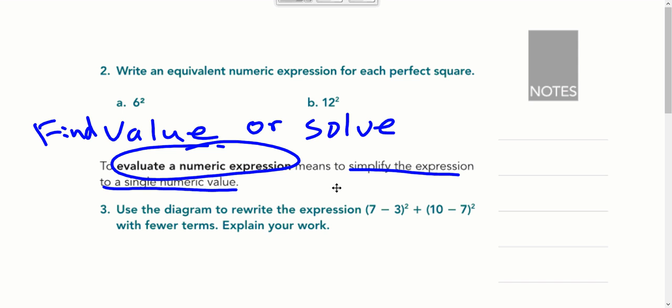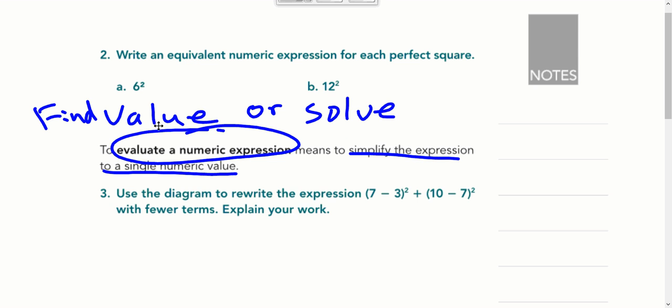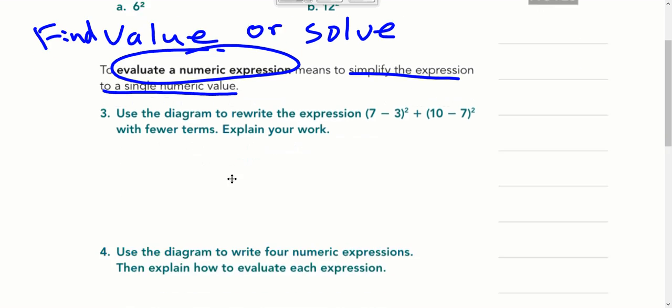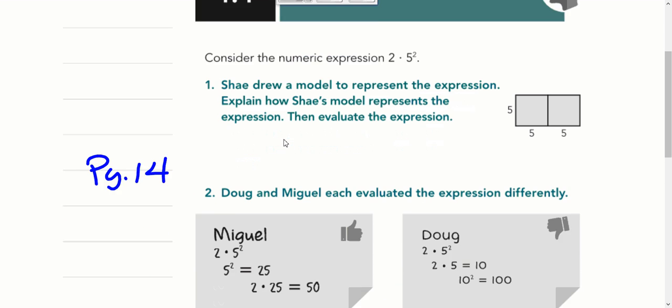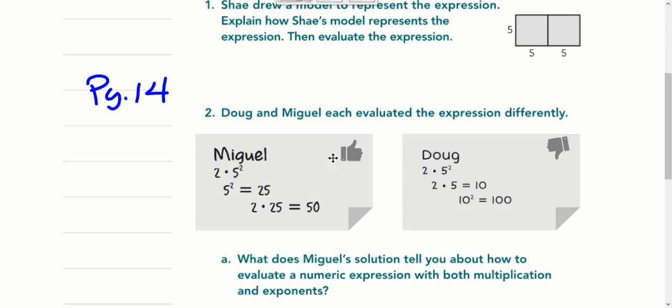Then on page 13, I think it was, we talked about evaluating a numeric expression. To evaluate means to find the value, or to solve. As they say, simplify the expression to a single numeric value. We want to find one number, one answer. And we learned that you have to be careful. On page 14, we see 2 students.